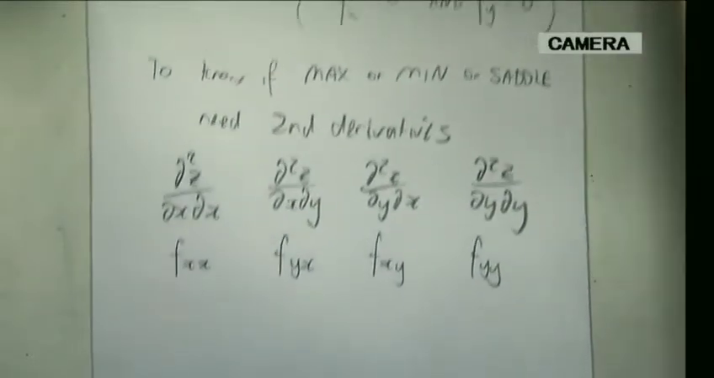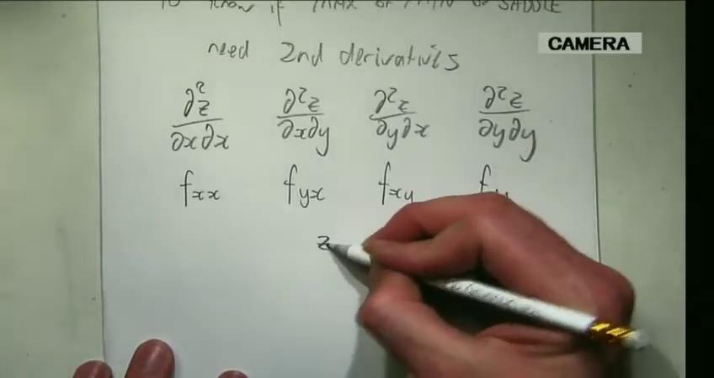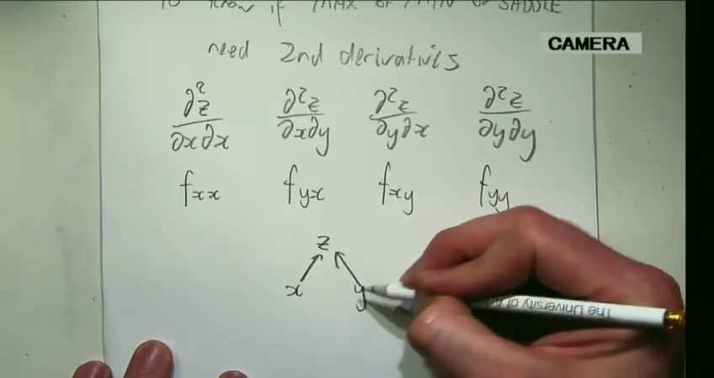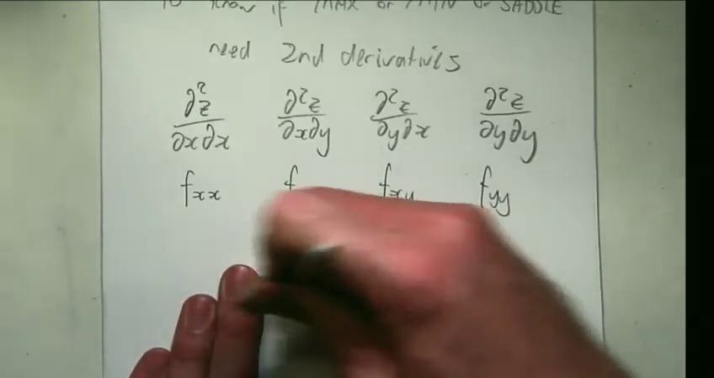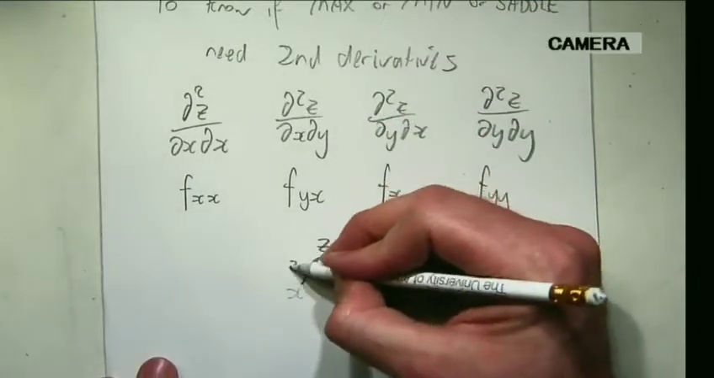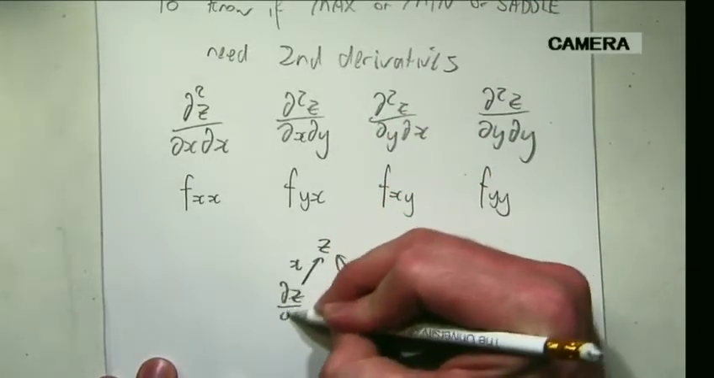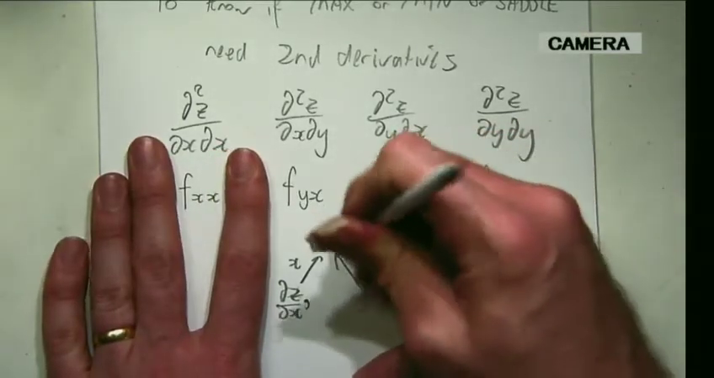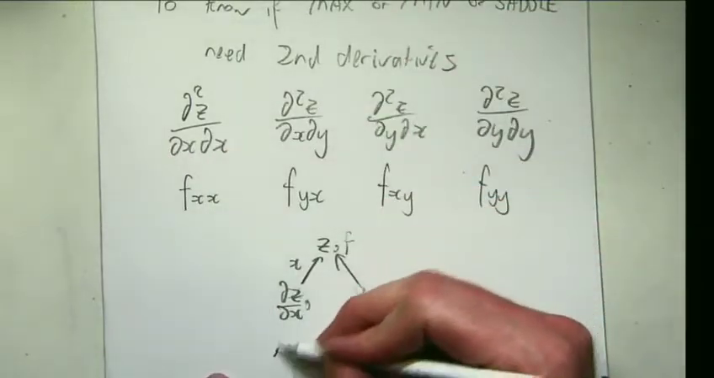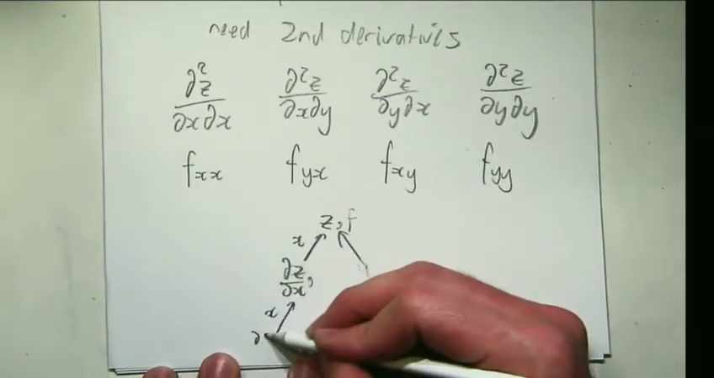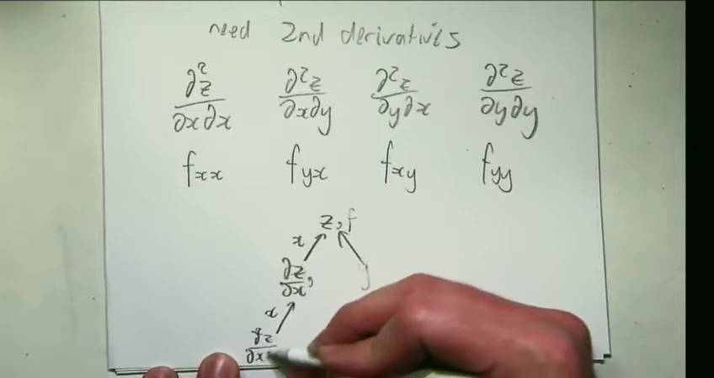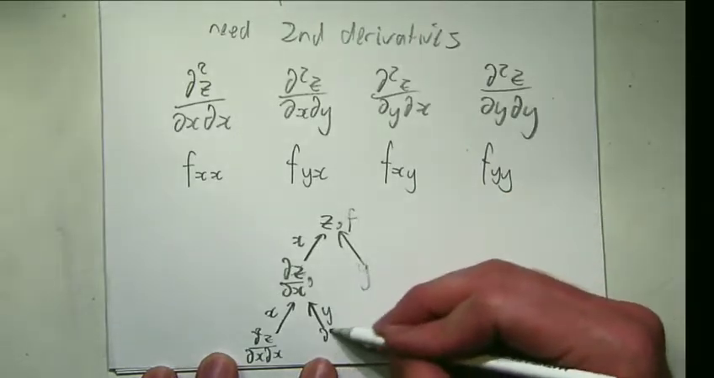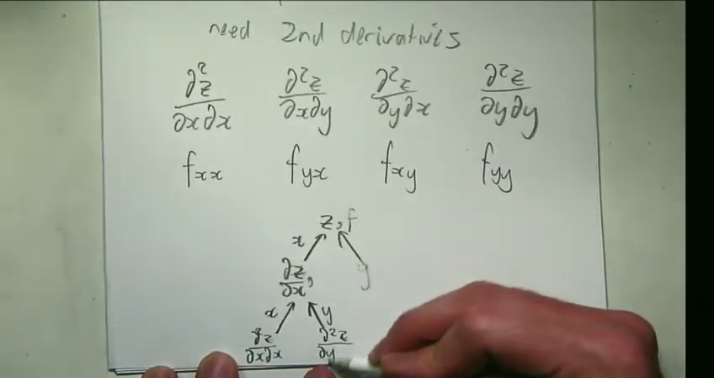But I have a diagram of how you do them. You start with your z, and you've got your x and your y. So if you differentiate with respect to x, you get dz on dx, or if you like, I'll do it with an f as well over the side. If you differentiate with respect to x again, you get d squared z on dx dx. If you differentiate with y from that point, you'll get d squared z over dy dx.